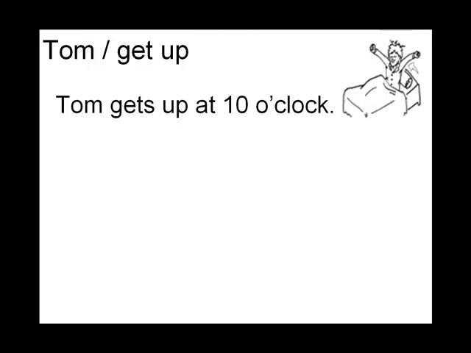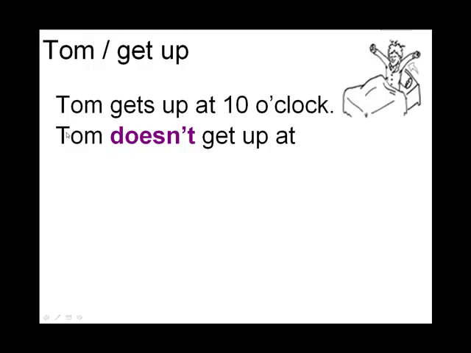Now I need you to think what the negative of this sentence would be. Tom gets up at 10 o'clock. What's the negative? You can pause and think about it and then click play again, okay? The negative would be Tom doesn't get up at 10 o'clock. First the subject, then doesn't, which really means no, then the verb, and then the rest of the sentence.